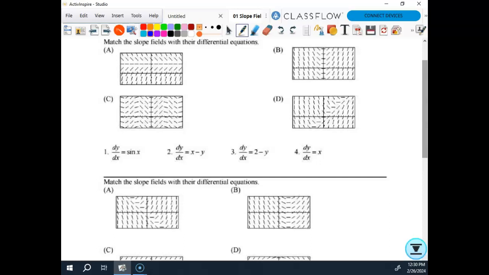Like, what do you notice about A? All the horizontals are the same, right? So if I picked a horizontal line, any of them, they're exactly the same all the way across, right? So that means that dy/dx depends only on y, because those are y equals lines. Okay, like a horizontal line would be a y equals line.